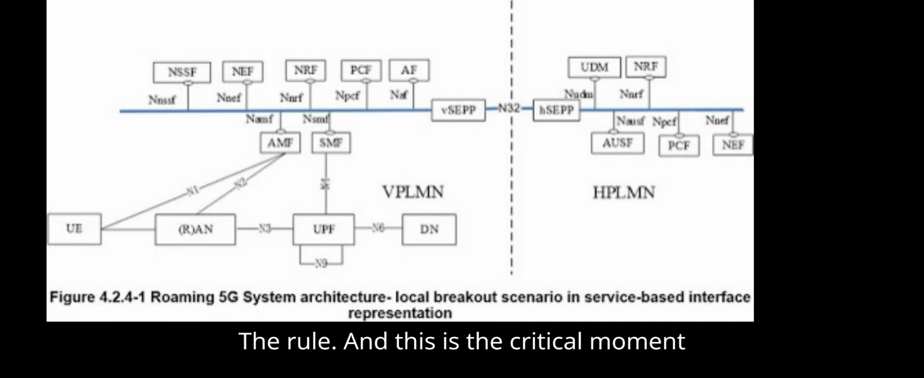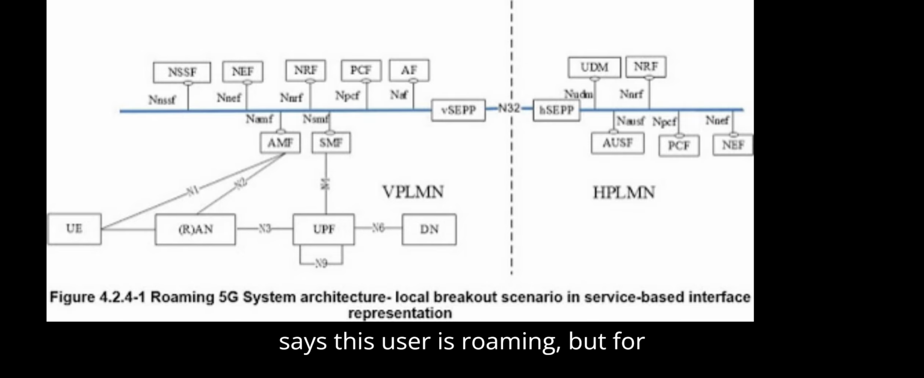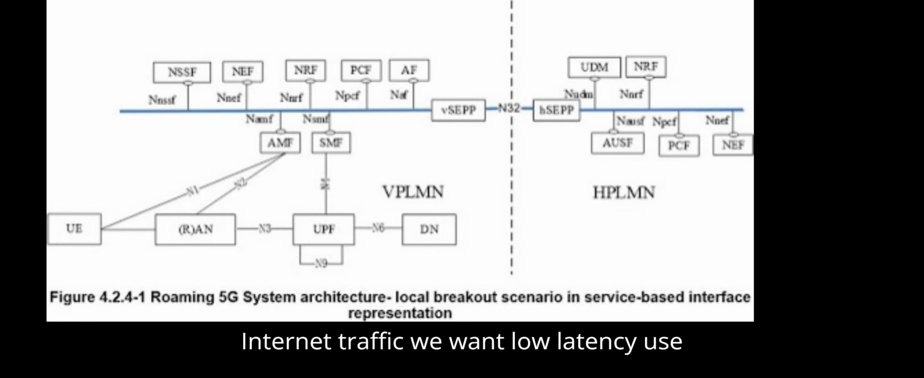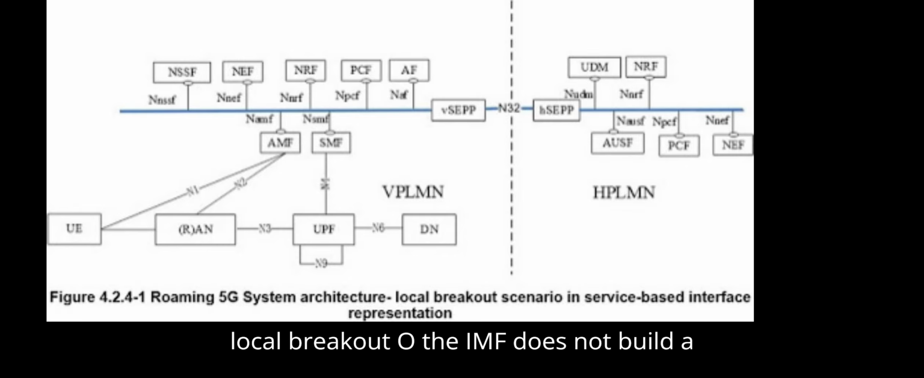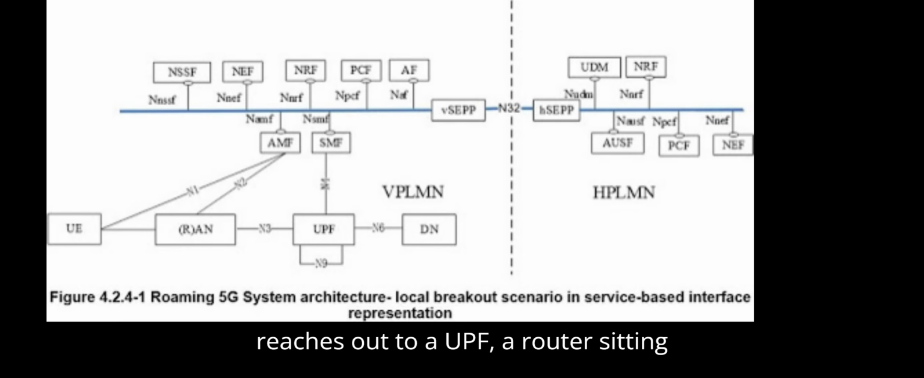And this is the critical moment for local breakout. It is. The rulebook says, this user is roaming, but for internet traffic, we want low latency. Use local breakout. So the SMF does not build a tunnel back to Taiwan. Correct. The SMF reaches out to a UPF, a router, sitting right there in the Japanese network. It tells the UPF, open a pipe for this phone.